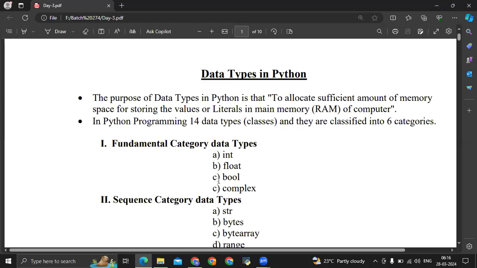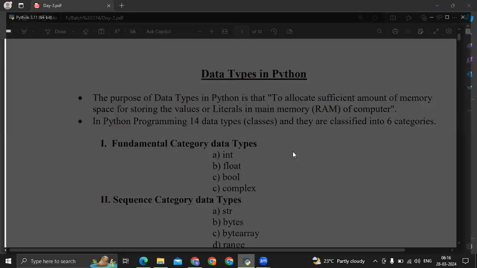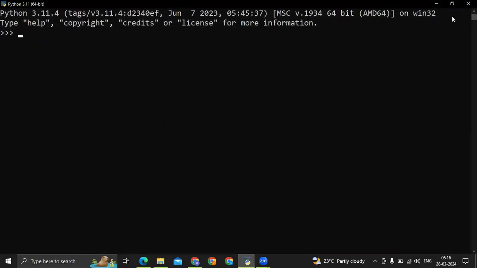Let's proceed. Integer is one of the predefined classes and is treated as a fundamental category data type. What is the purpose of the int data type? It will store integer data or integral data or whole numbers, meaning numbers without decimal places. Let's take A = 300 or 200.